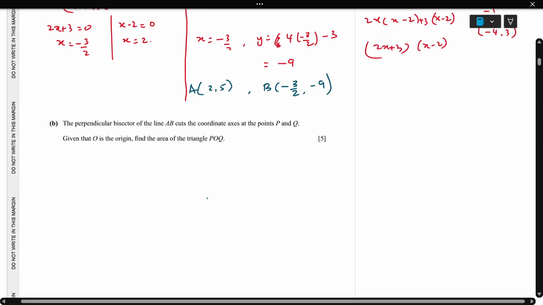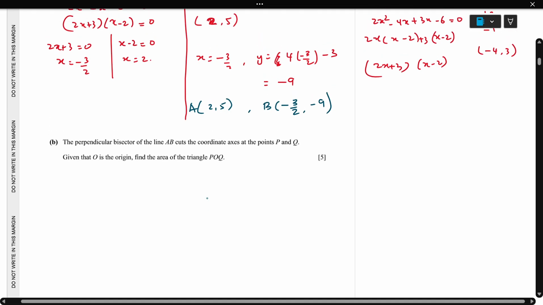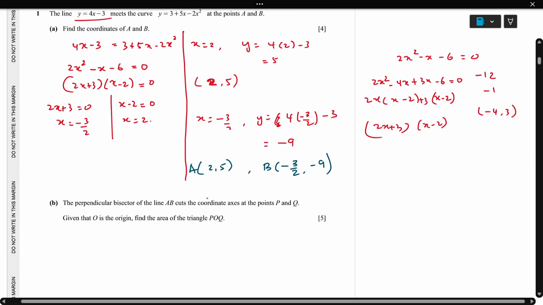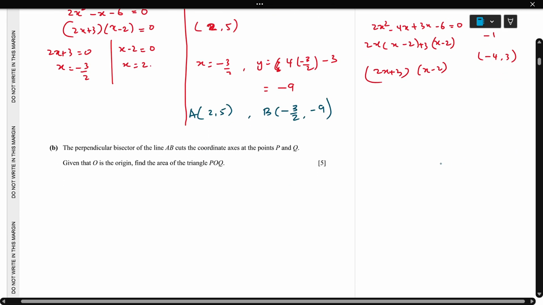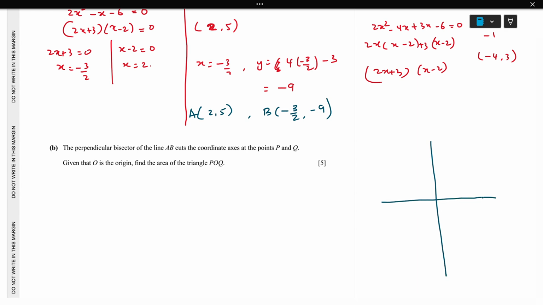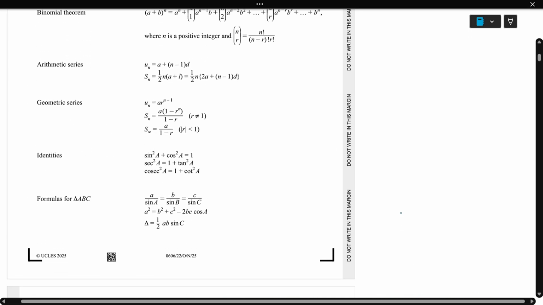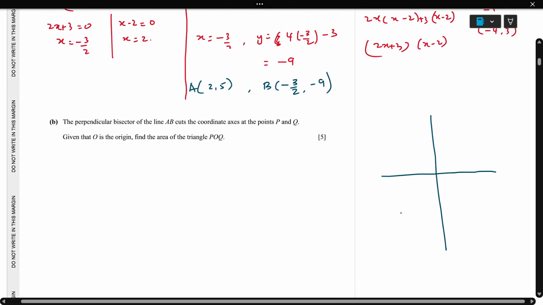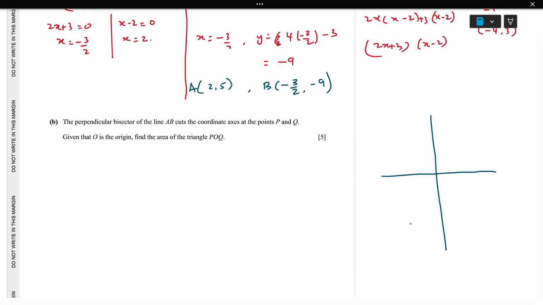Next one: the perpendicular bisector of the line AB cuts the coordinate axes at the points P and Q. Our coordinates are minus 1.5 comma minus 9 somewhere here, and 2 comma 5 somewhere here. So here is A, here is B.